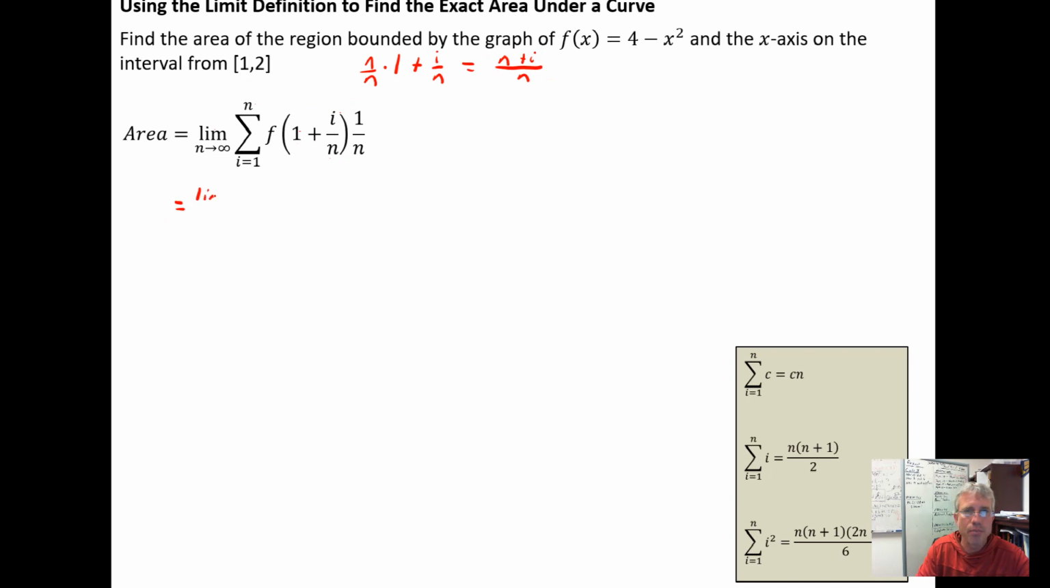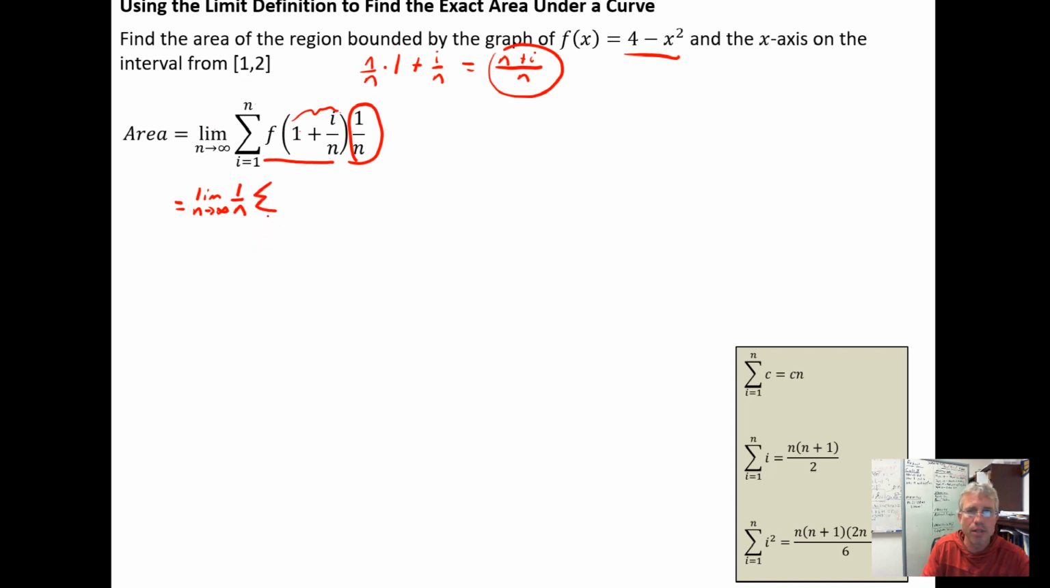I'm going to say this is the limit as n goes to infinity. I'm taking the sum from i equals 1 to n, f of the input. So I'm going to take the 1 plus i over n, which also equals n plus i over n. I'm going to plug it into my function. Actually, I'm going to give myself a little space here. I've got a 1 over n right here, which is a constant. I want to factor that out of the summation.